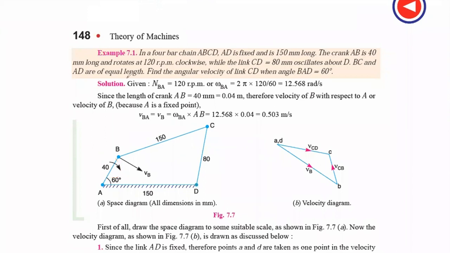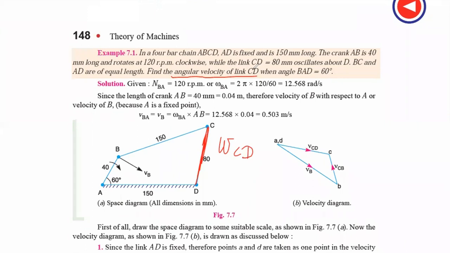So BC and AD are of equal length, 150, 150. Our main point is that we need to find the angular velocity of the link CD, omega CD. Generally in university exams they ask only the magnitude, but in GATE they ask the direction also. Here they are asking only the angular velocity.